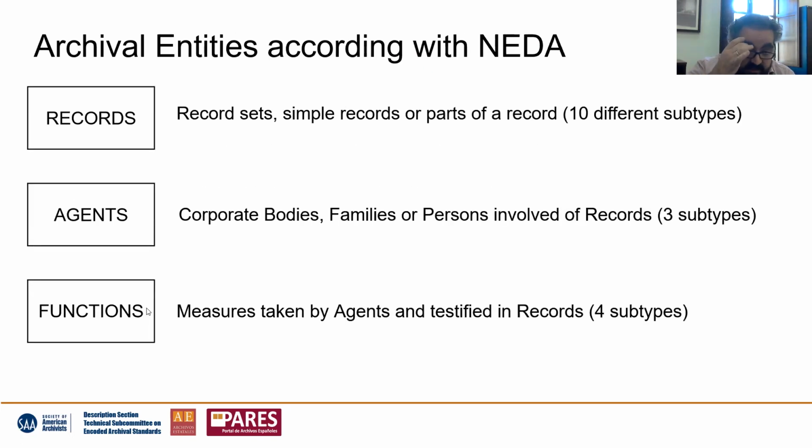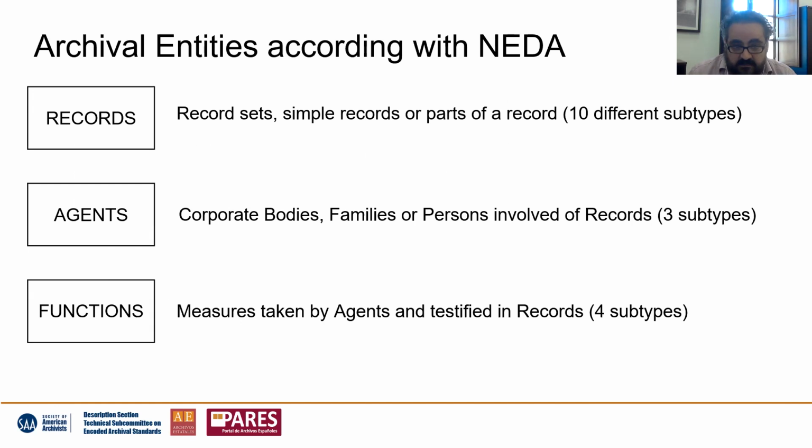The entities defined in NEDA standards are understood as elements that can be described by themselves. At the first level of our standards, we have 3 basic archival entities, of which the most important is the records entity, or documents entity. It includes any records, any part of a record, or any set of records, reaching up to 8 different subtypes of record sets.